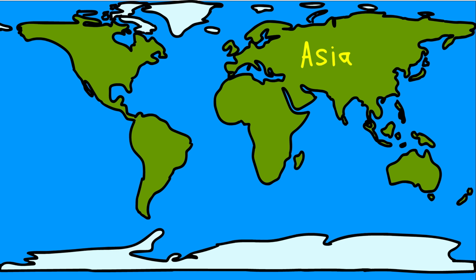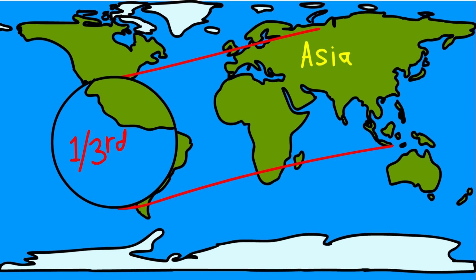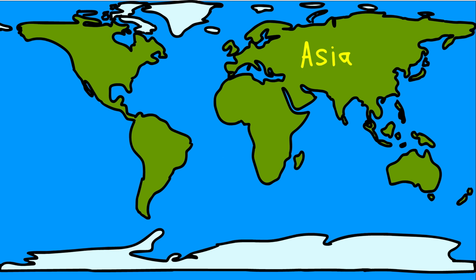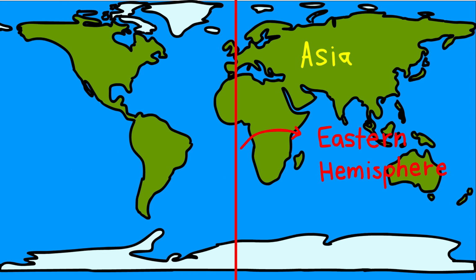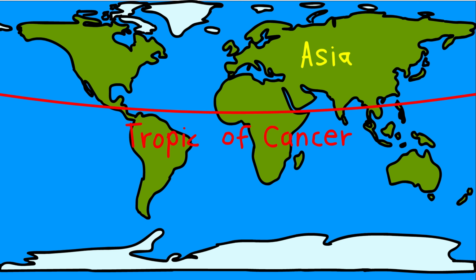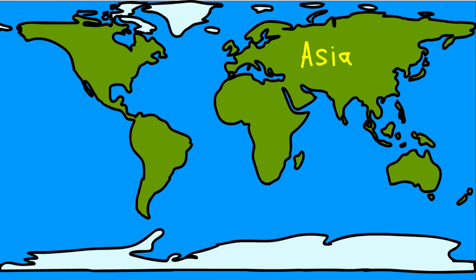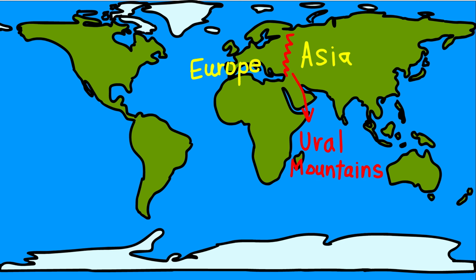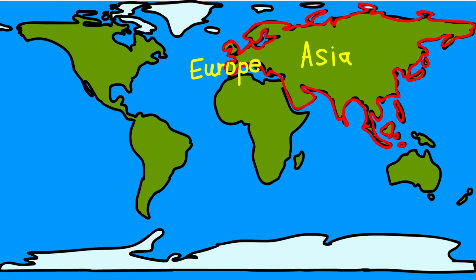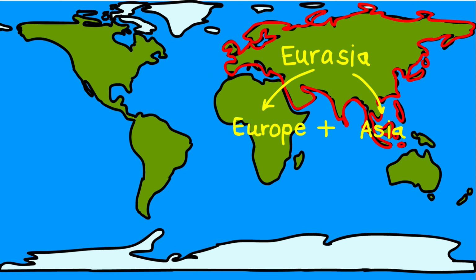Asia is the largest continent. It covers about 1/3 of the total land area of the Earth. The continent lies in the eastern hemisphere. The Tropic of Cancer passes through this continent. Asia is separated from Europe by the Ural Mountains on the west. The combined landmass of Europe and Asia is called Eurasia, Europe plus Asia.